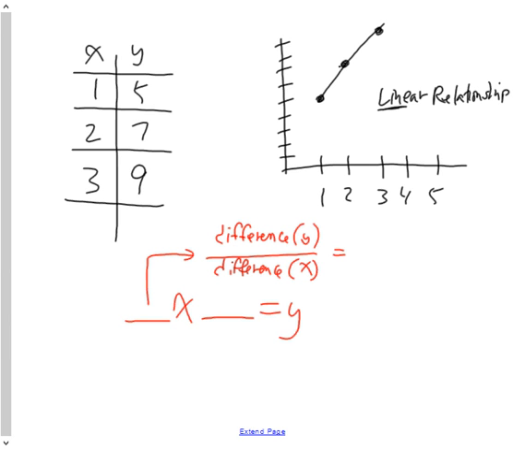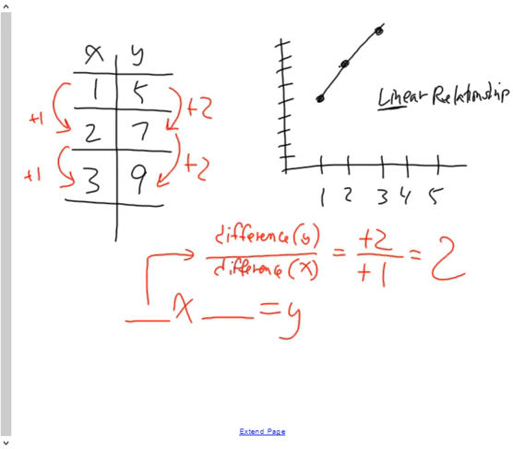Okay? So the difference in the y column, if we go down here, is adding 2 each time, so we're going to put that up here in my formula. And the difference in the x column is going to be adding 1 each time, so I'm going to put that here. And therefore, positive 2 divided by positive 1 is a positive 2. And that means that 2 is my coefficient of my equation. Okay, so I'm going to put that 2 right there as my coefficient.